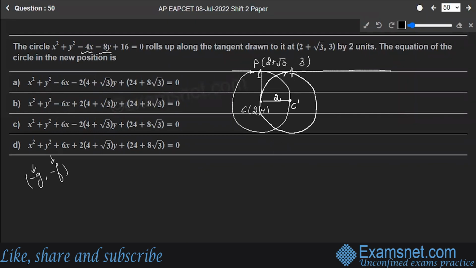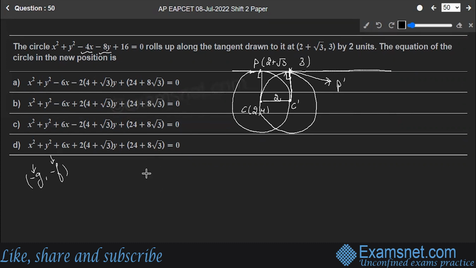This point is P and let this point be P dash, where it is meeting the tangent. So I'm assuming this point to be P dash, correct? So this is the one. Let's draw a perpendicular from here. Hope the figure is clear to you.